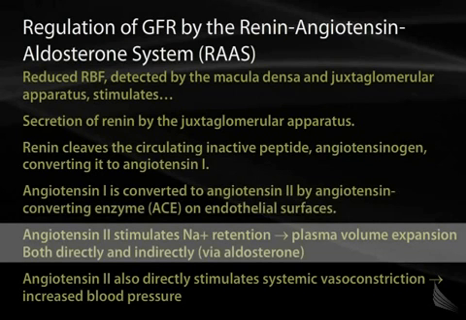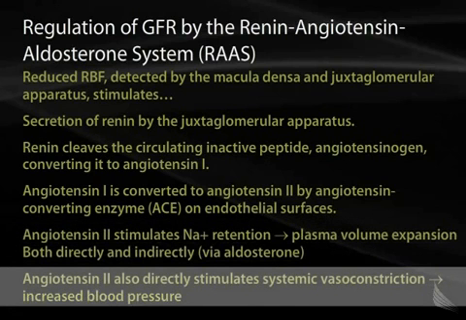Angiotensin 2 stimulates sodium retention, which allows for plasma volume expansion. It does this directly by increasing proximal tubular reabsorption, as well as indirectly by stimulating aldosterone synthesis and release, which promotes increased sodium and water reabsorption in the collecting duct. Angiotensin 2 also directly stimulates systemic vasoconstriction, which increases blood pressure. This system is extremely important for you to remember and to understand.